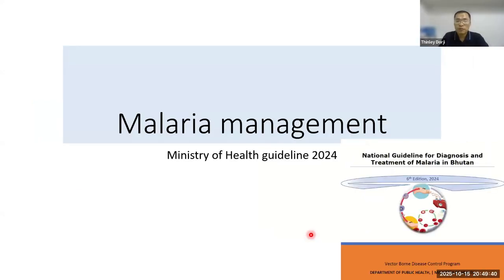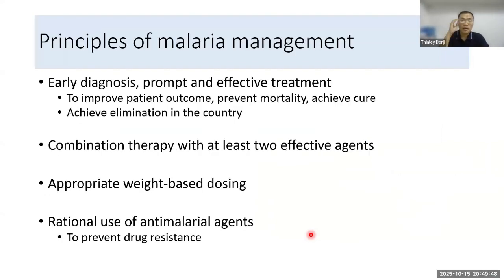For the management of malaria, we need to follow the guideline, the 6th edition issued by the Ministry of Health in 2024. The basic principles of treatment of malaria include early diagnosis and prompt and effective treatment. This is to prevent mortality and achieve a good outcome in the patient. For any type of malaria, you have to give at least 2 effective agents. It has to be a combination therapy. You have to give appropriate weight-based dosing.